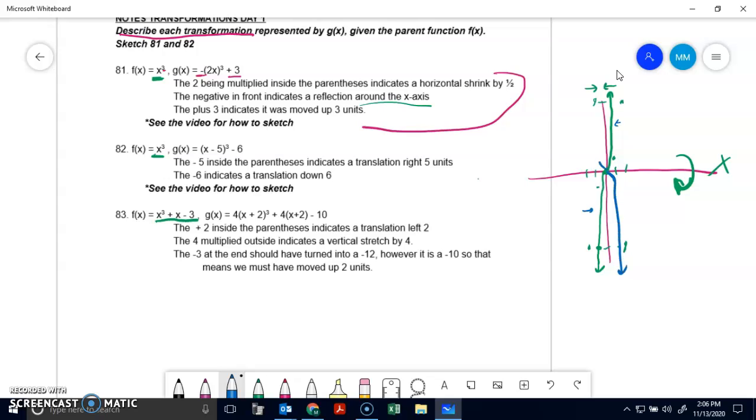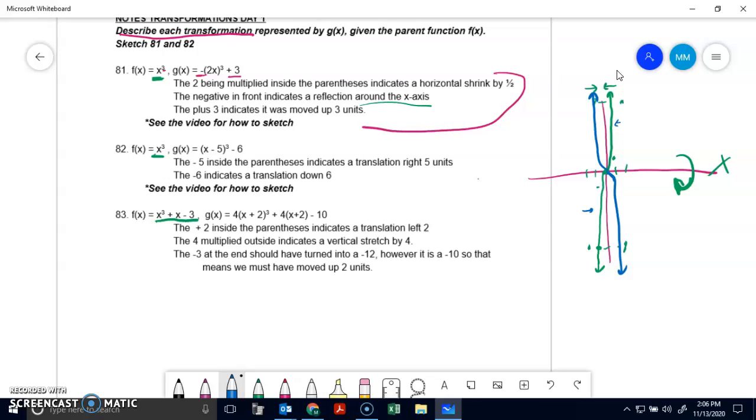This lower part is now going to be up here. That's a reflection around the x-axis. By the way, it would also be a reflection in the y. X and y reflections are the same with x to the third. Whether you flipped it around the y or flipped it around the x, it's going to look the same if it's centered at 0, 0.